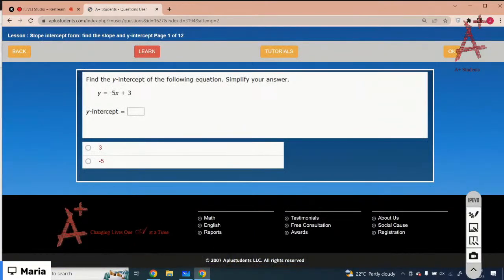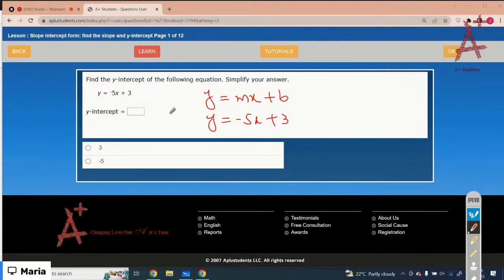Find the y-intercept of the following equation. The equation is y equals negative 5x plus 3. We know that the general form of the equation is y equals mx plus b. So just equate both the equations. It would be y equals negative 5x plus 3.